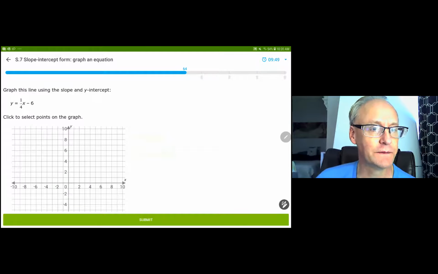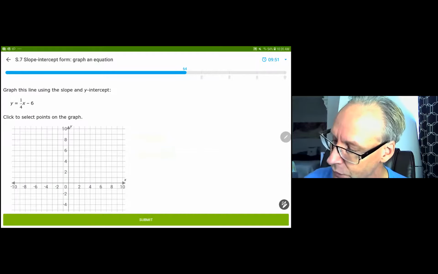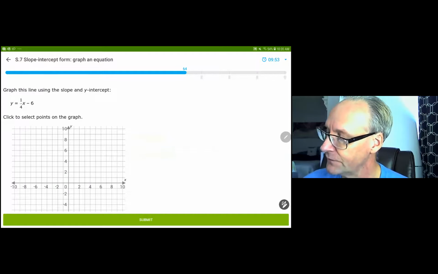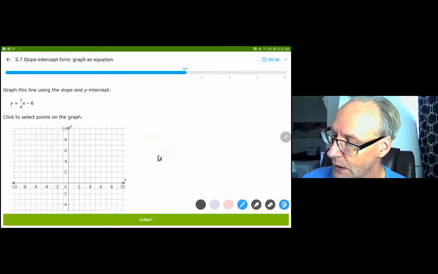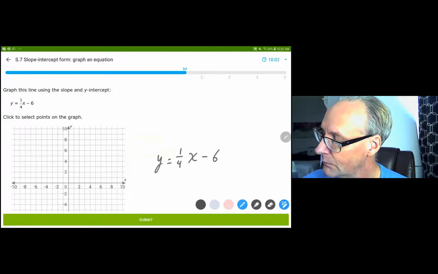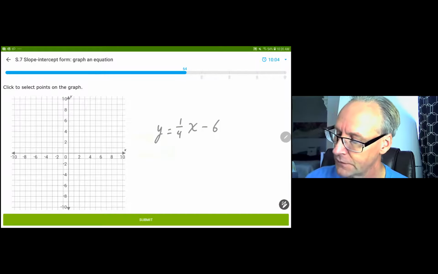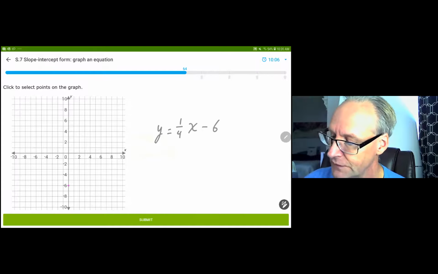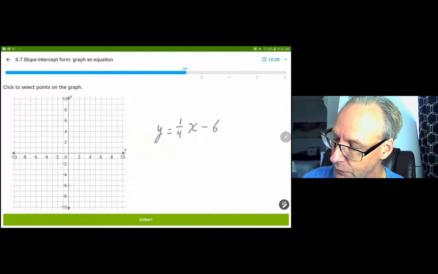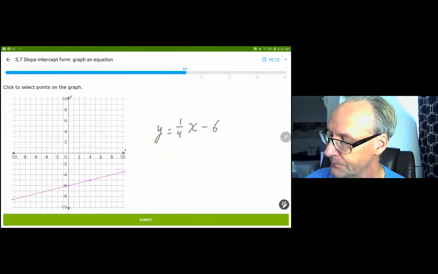This one has a y-intercept at 0, -6, and it's not going to fit on my graph, so I'm going to go ahead and write it. Y equals 1/4 x minus 6. So I'm at 0, -6, and I have a slope of 1/4. That's up 1 and over 1, 2, 3, 4. Oop, I had it. There it is.